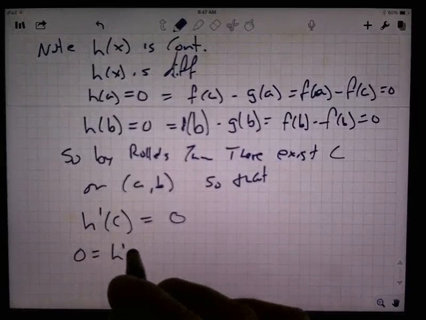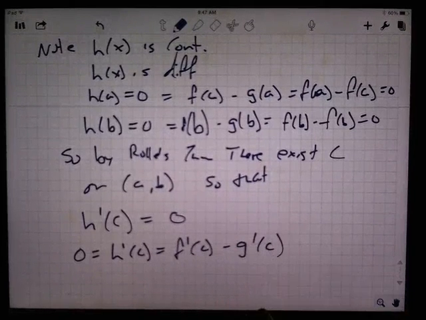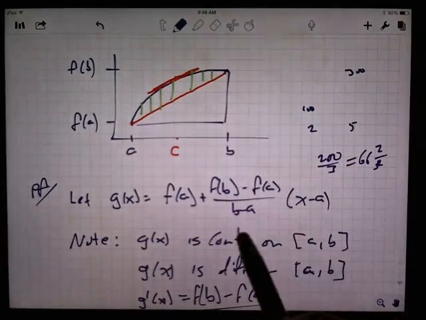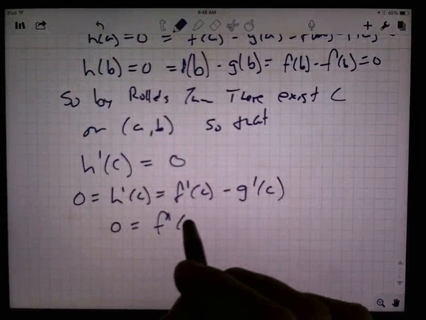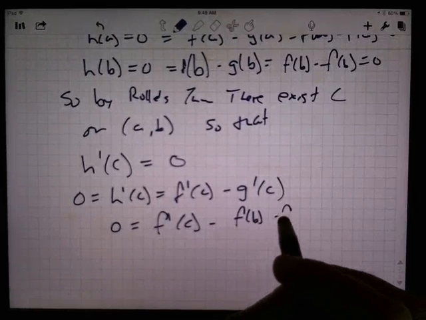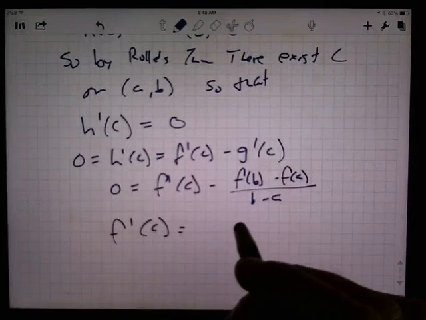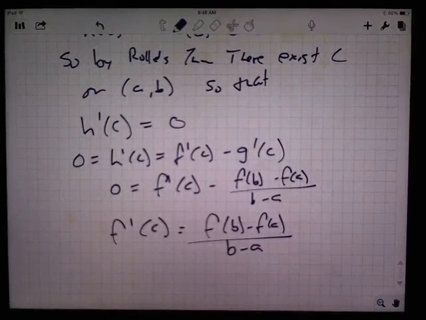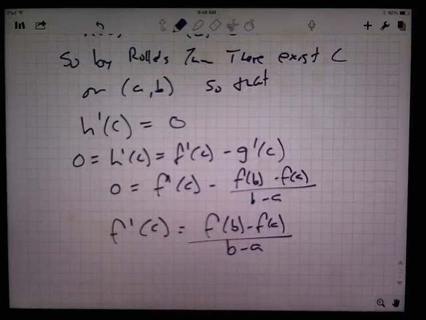So 0 equals h prime of c, which is f prime of c minus g prime of c. But g is a straight line. G was this red line, and the slope is the same everywhere. It's f of b minus f of a over b minus a. So I've got 0 equals f prime of c minus f of b minus f of a over b minus a, and then I get the result that I wanted, that f prime of c equals f of b minus f of a over b minus a. So somewhere in the middle, there's got to be a spot where the derivative of the function is equal to the average slope of the function across that interval. Okay.